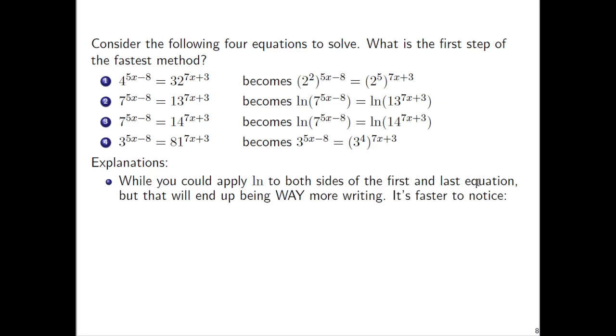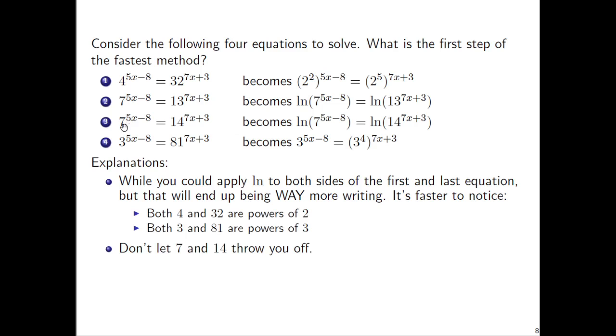You could apply ln to both sides of the first equation and the last equation. That's fine, you can do it that way, but it ends up being more writing. It's just a lot more writing. So it's faster to notice that both 4 and 32 are powers of 2, and both 3 and 81 are powers of 3. Now, for the third equation, don't let the fact that there's a 7 and a 14 throw you off.